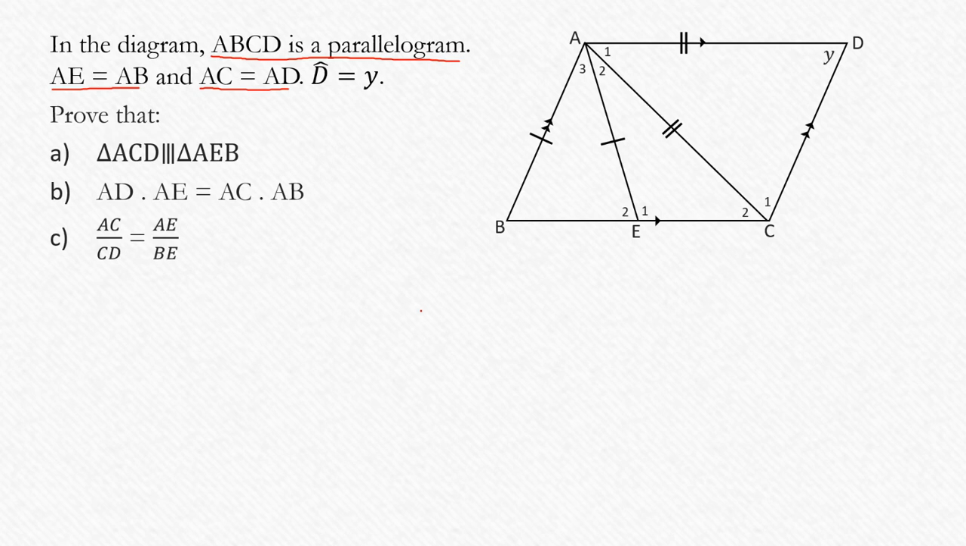So you have to think now, what are the properties of a parallelogram? We know that the opposite sides of a parallelogram are parallel and equal. We also know that the opposite angles of a parallelogram are equal. Okay. AE is equal to AB. We check that. So it forms AEAB.